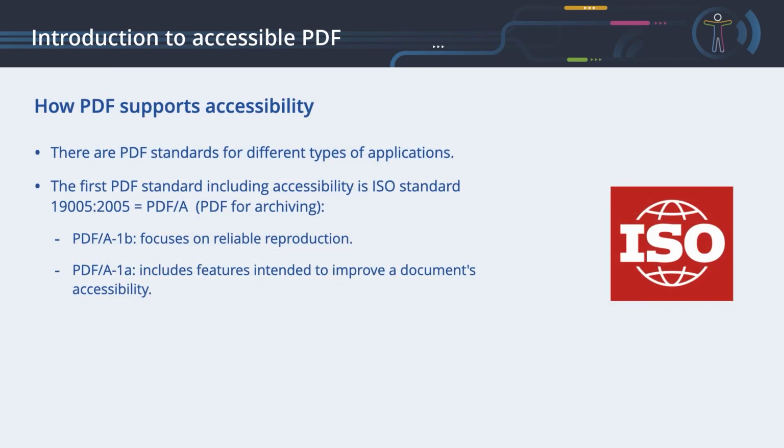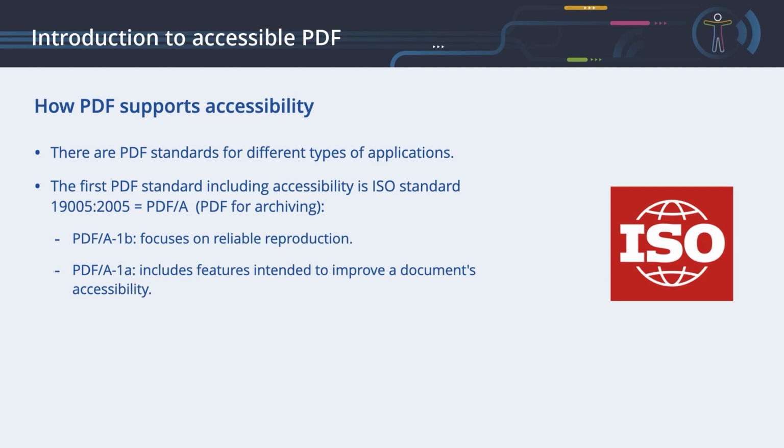PDF was a proprietary format controlled by Adobe until it was standardized by ISO. Today, a rich set of ISO standards exists defining the PDF file format. The first PDF standard, including accessibility features, was ISO 19005-2005, which is commonly known as PDF/A or PDF for archiving. This version is specialized for use in the archiving and the long-term preservation of electronic documents.